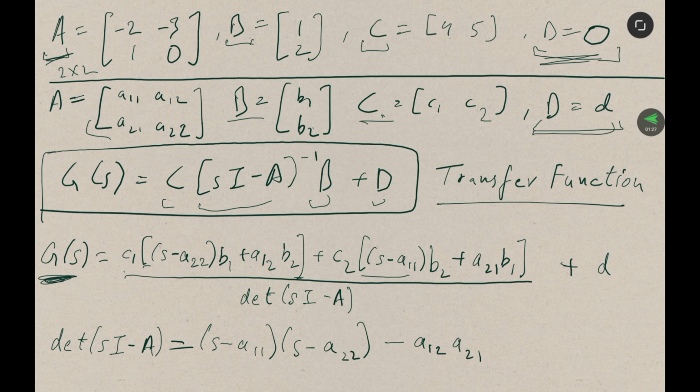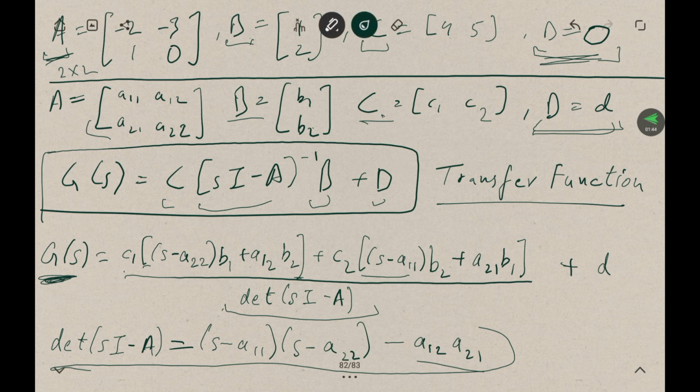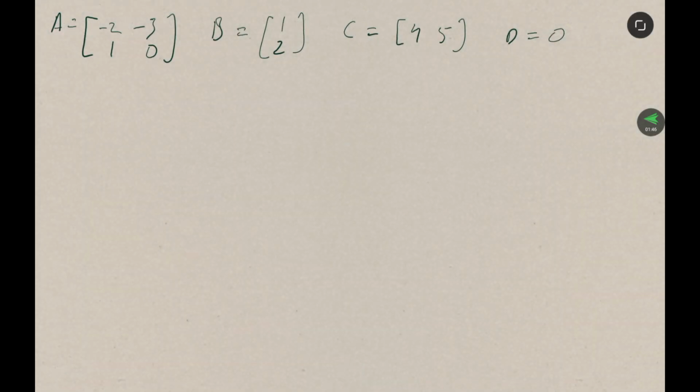And in the denominator we have got the determinant of sI minus A, and that is given by this formula here: (s minus A11) times (s minus A22) minus the product of A12 and A21. So let's see this example. So here I've got these four matrices. Now let's first of all find the determinant of this sI minus A.